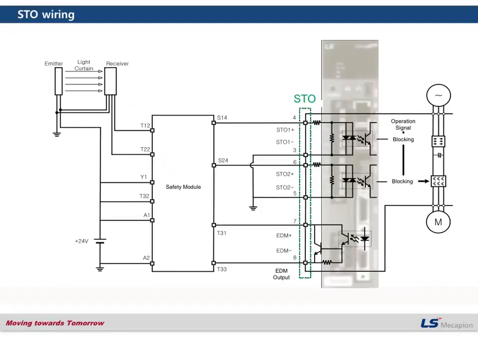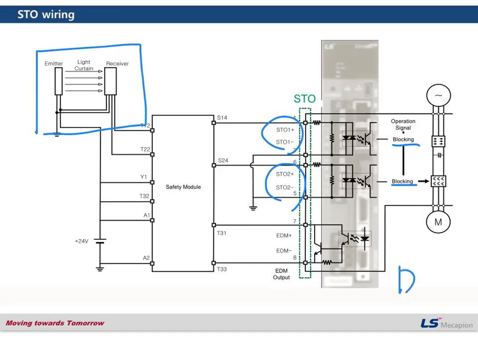This is the example of STO wiring. There is a safety unit in this system, but this is not necessary. In this case, the sensor is a light curtain, like we have said on the previous page. When it detects the emergency, STO1 and STO2 are turned off and the operation signal for the motor is blocked. And depending on the system, other equipment like a dynamic brake can operate.